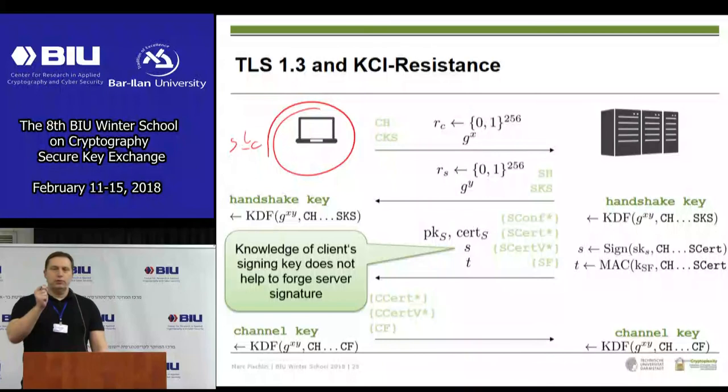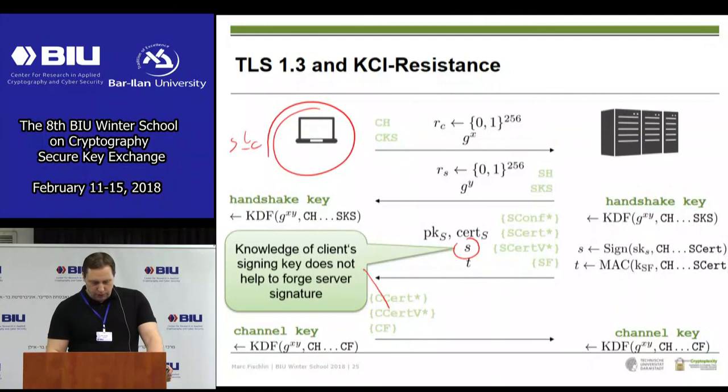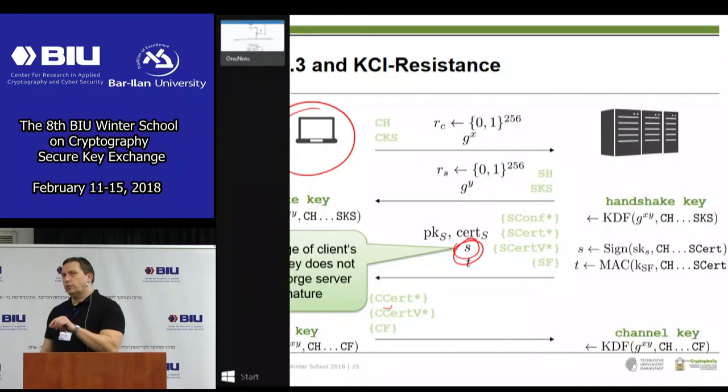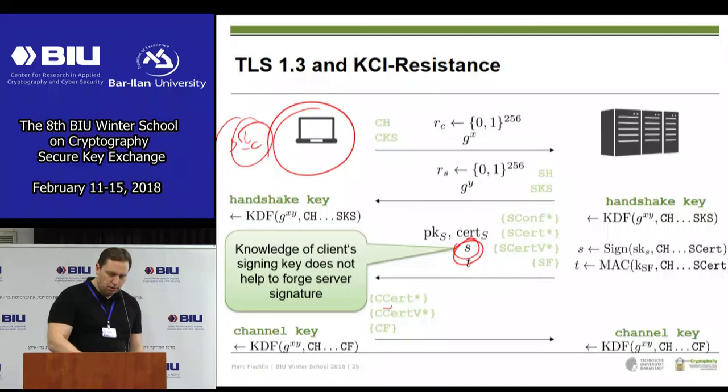So I know your secret key, and I'm going to attack you. This shouldn't help me in producing and forging a signature under the server's key, right? The server has an independent signature key. So yes, I can know your secret key, but I still would need to forge a signature under the server's key. So intuitively, this shouldn't help me.